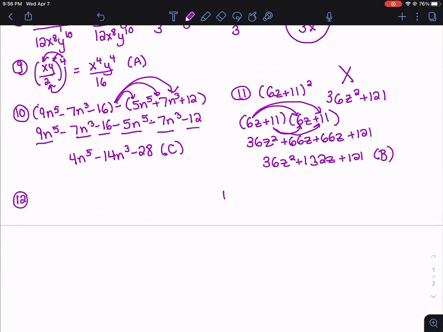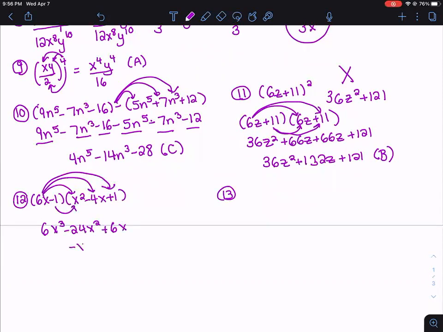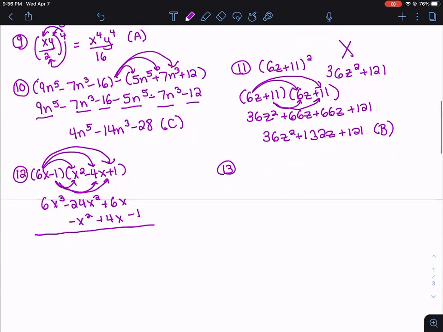Okay, I'll do 12 and 13. And then I'll do the other half on Monday, and then I'll post it all. So this was 6x minus 1 times x squared minus 4x plus 1. So we distribute each term of the binomial into the trinomial. This is minus x squared. And I also line up my like terms. Okay, another question that often comes up on the final. That's choice B.